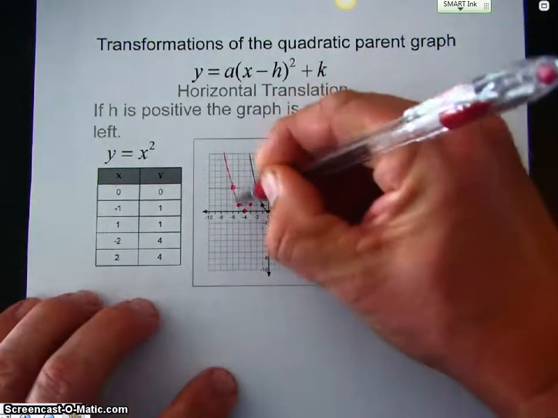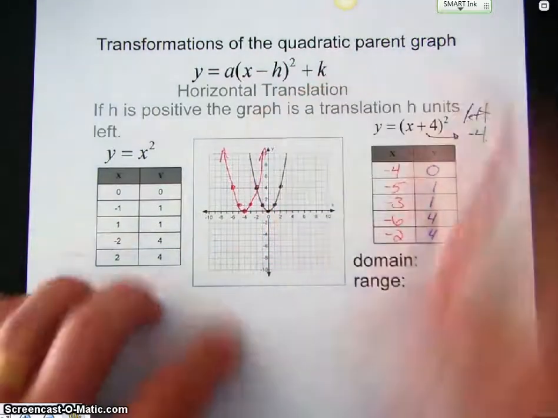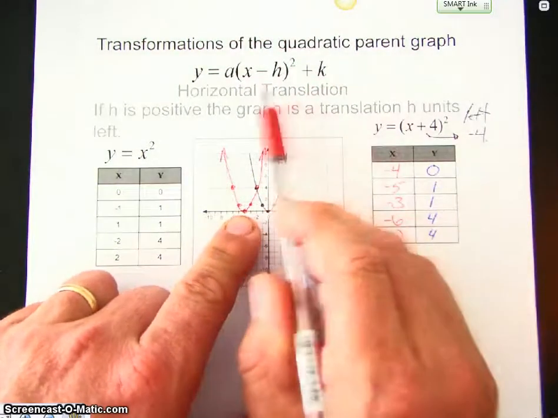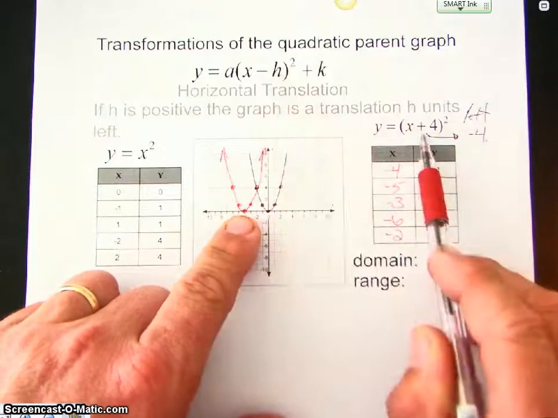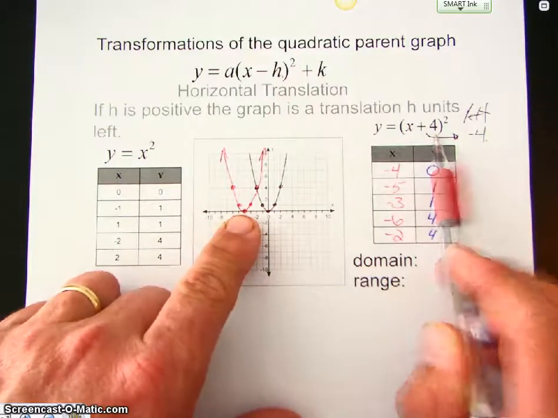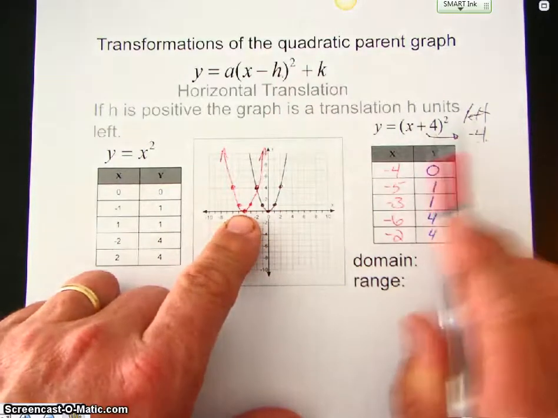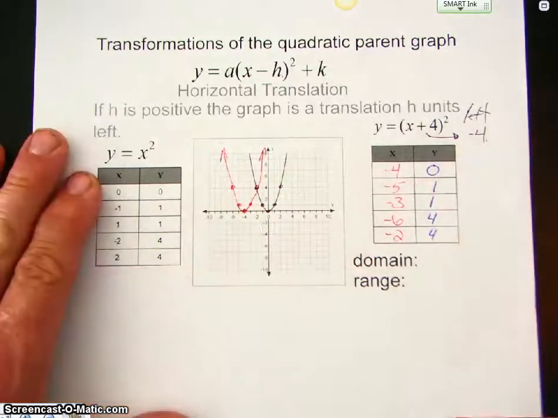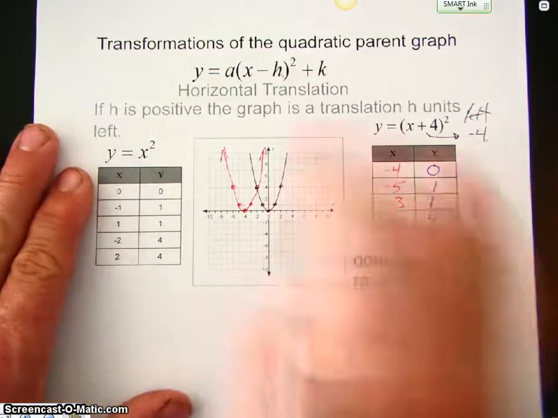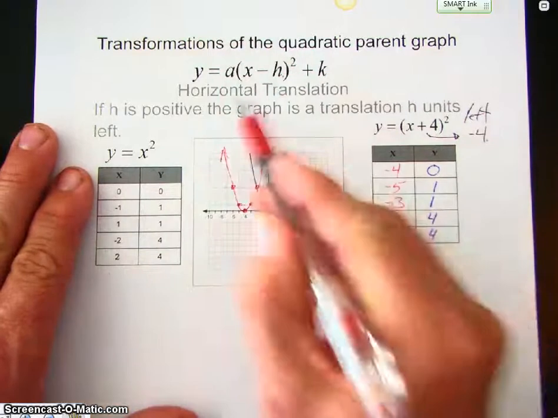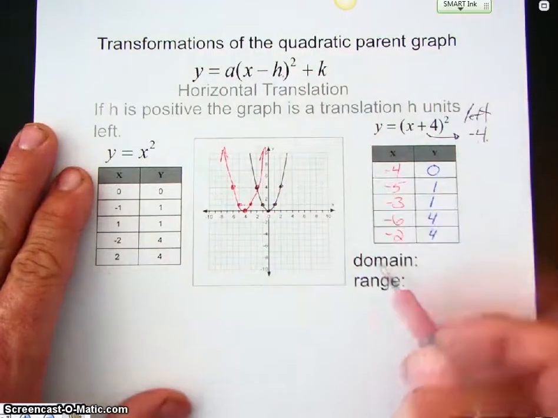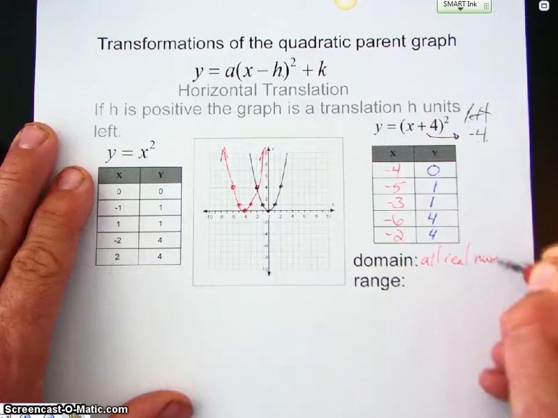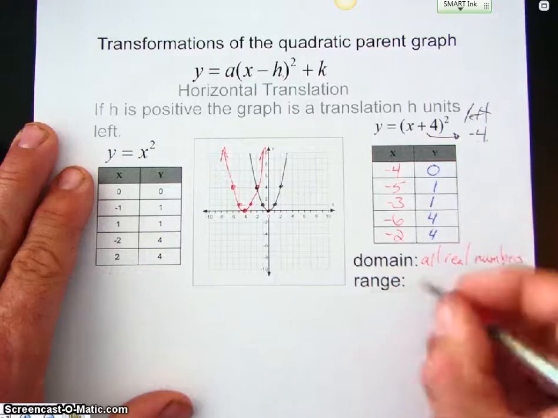And here is your new quadratic. You now notice it went to the left. All right? So for H, whatever's inside, the opposite tells you if it goes left or right. Negative goes left, positive goes right. And the number tells you how many units. Again, since I'm going left or right in my horizontal translation, that means my domain stays the same and my range stays the same.